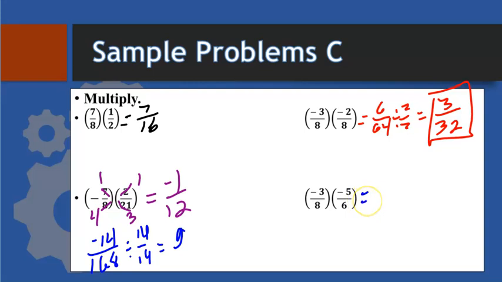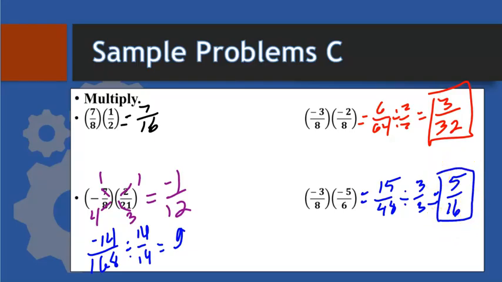Next, here if I multiply straight across, I get +15/48. I know their common factor is 3, so if I divide everything by 3 in the top and bottom, I'm left with 5/16, and that would be my simplified answer. Now again, I could have done this, divided 3 here and got 1, divided 3 here and got 2, and still got +5/16.